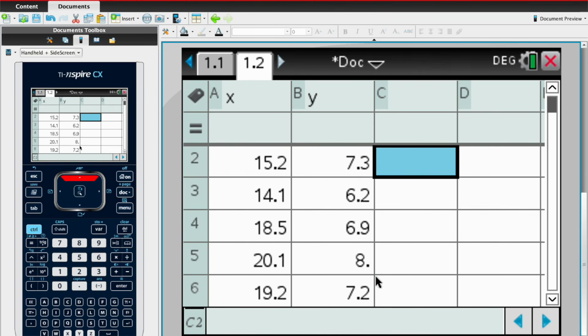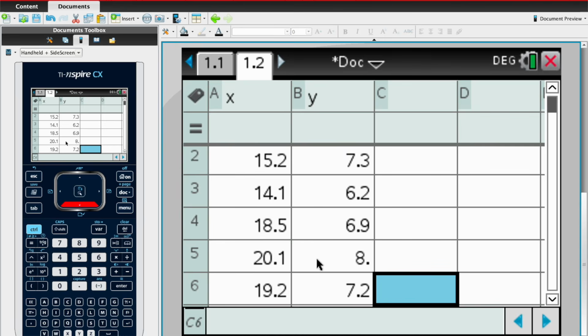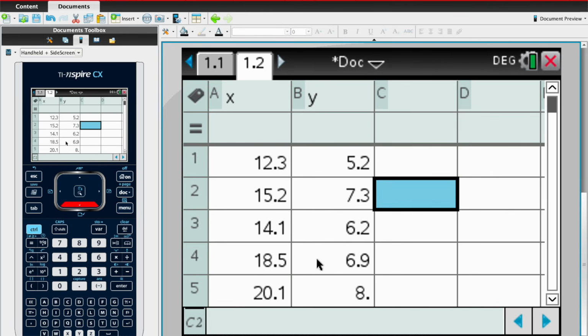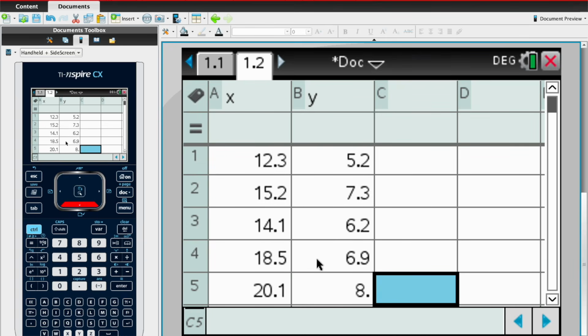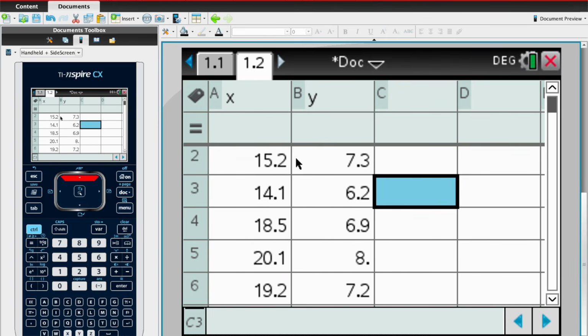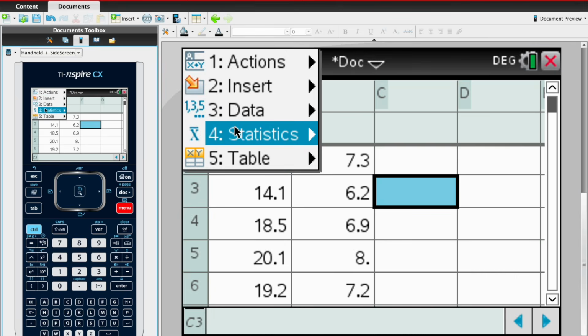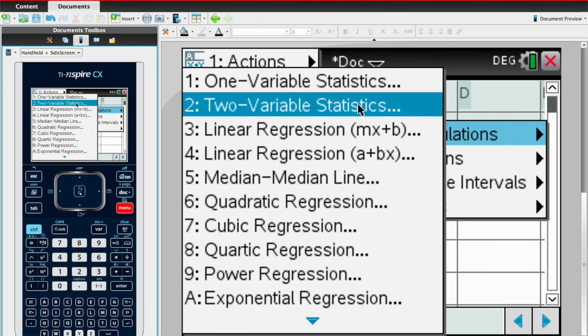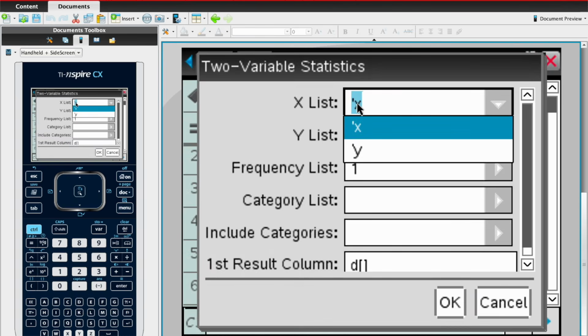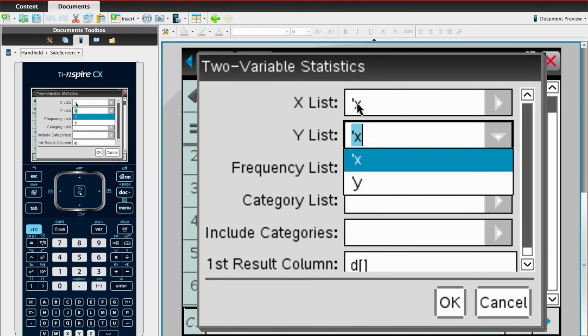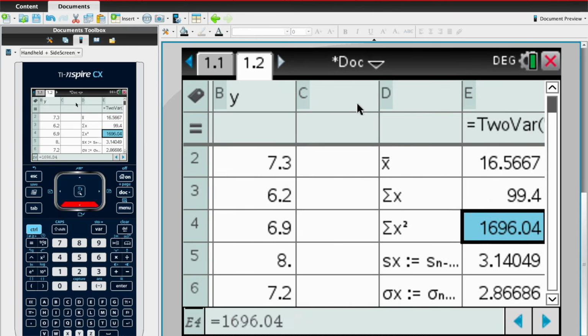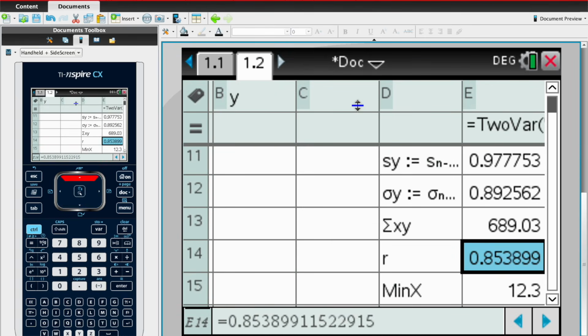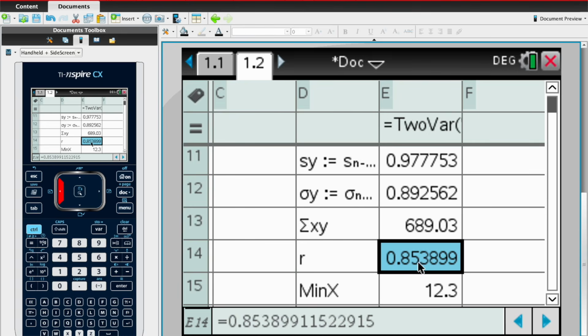All right, I'm just going to check to see if these are all correct. 14.1, looks good. And here, this looks good as well. All right, we're comparing 2 variables here. So let's go stat calculations, run 2 variable statistics. X's are within X, and the Y's are within Y. Scroll down and find R. R is equal to 0.8538 or 0.854. That's the strength of our correlation.